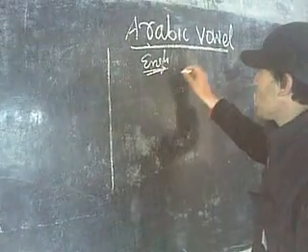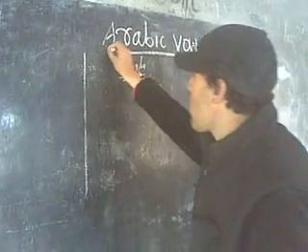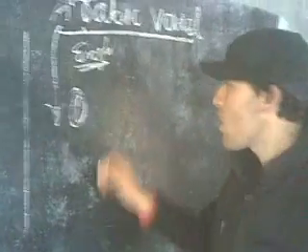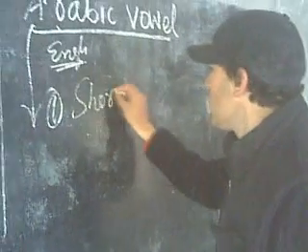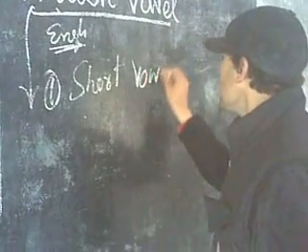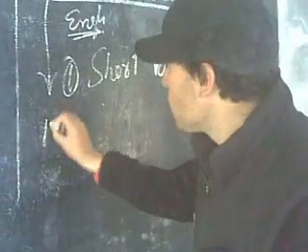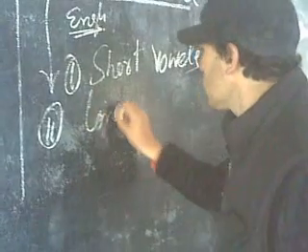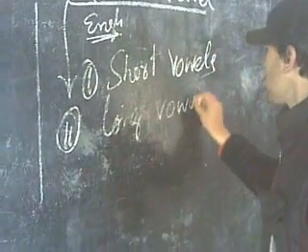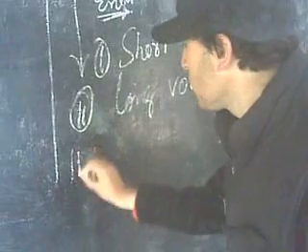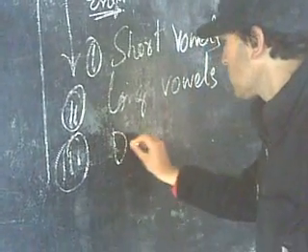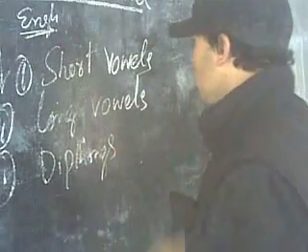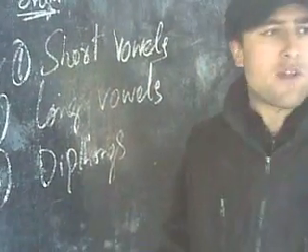Like English, we have three types of vowels in Arabic language. The first group of vowels in Arabic language are called short vowels. The next group which we will read here is about the long vowels. And the third group, that's diphthongs. This will be based on the pronunciation of Arabic letters.